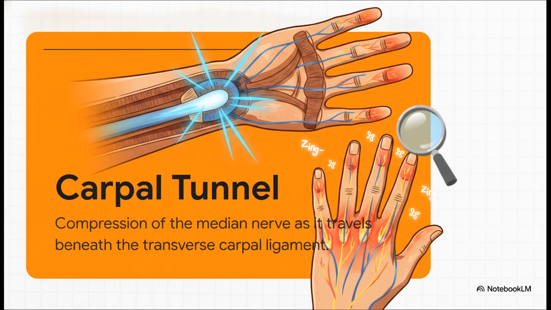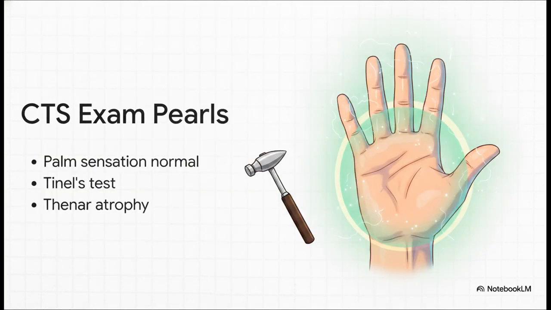This is definitively caused by compression of the median nerve exactly as it travels beneath the transverse carpal ligament. This anatomical pinch point perfectly explains those classic nocturnal paresthesias and the highly specific digital distribution map we just outlined. A massive diagnostic exam pearl here is sensory sparing of the palm. Sensation over the central palm remains completely normal in carpal tunnel syndrome because the palmar cutaneous branch of the median nerve arises proximal to and passes superficial to the carpal tunnel.